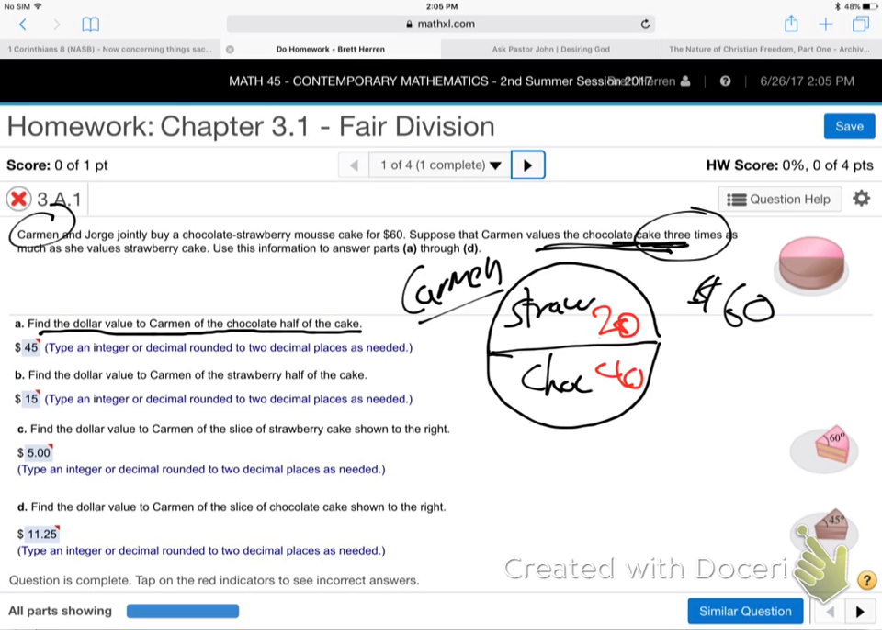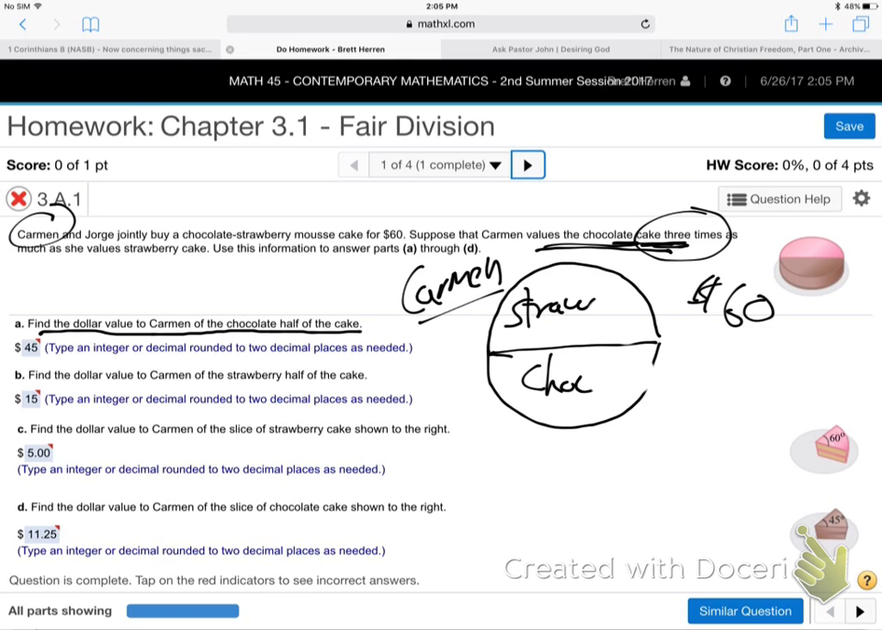But that's not what they said. She likes it 3 times as much. Chocolate is supposed to be 3 times as big as strawberry and the total 60. That's what they're saying. Carmen likes chocolate 3 times as much. And to her, the monetary worth of the chocolate is 3 times the strawberry, not double. So 20-40 won't work.